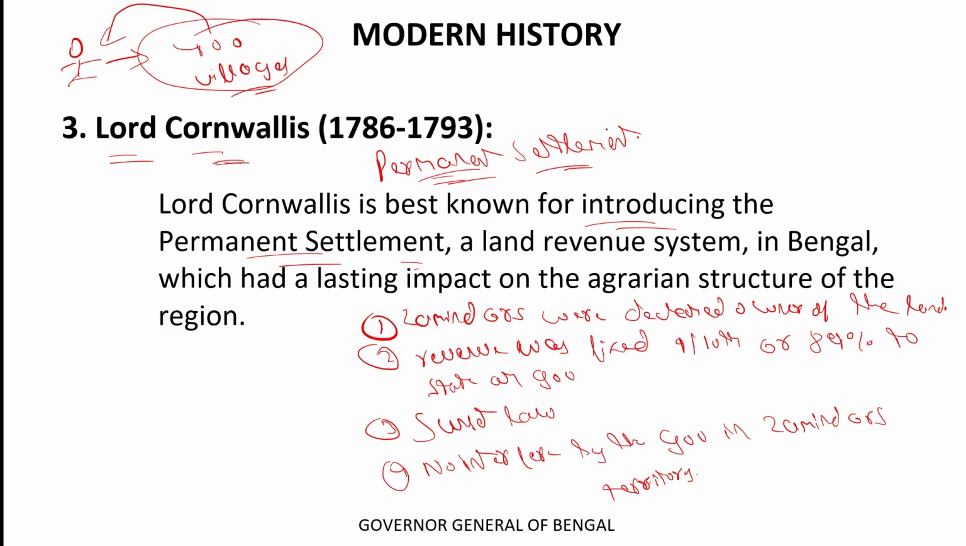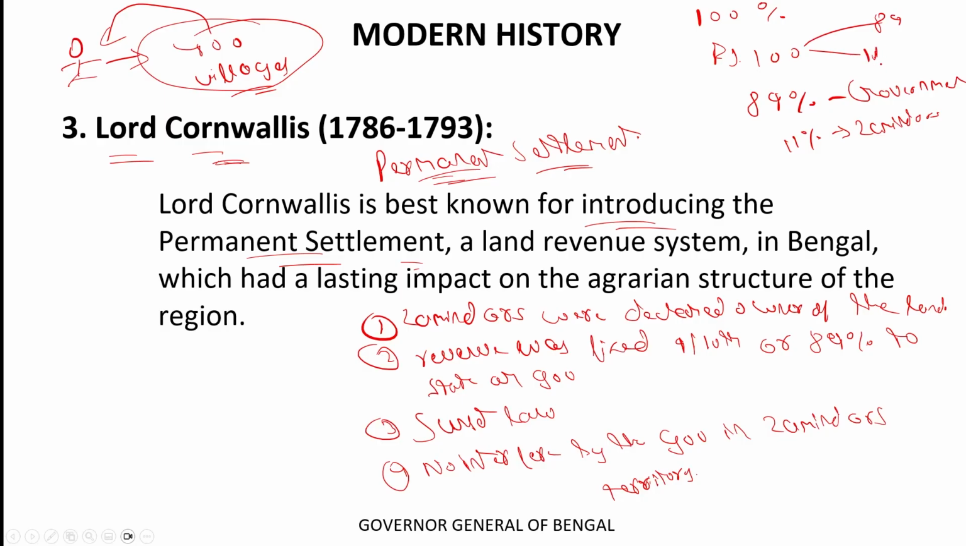Whatever revenue was collected, just suppose out of 100%, the revenue collected is 100 rupees. Take an example: 89% should be given to the government, and the remaining 11% would be held by the zamindar. So in this scenario, 89 rupees would go to the British government, but only 11 rupees would be kept by the zamindar. Third was the sunset law.